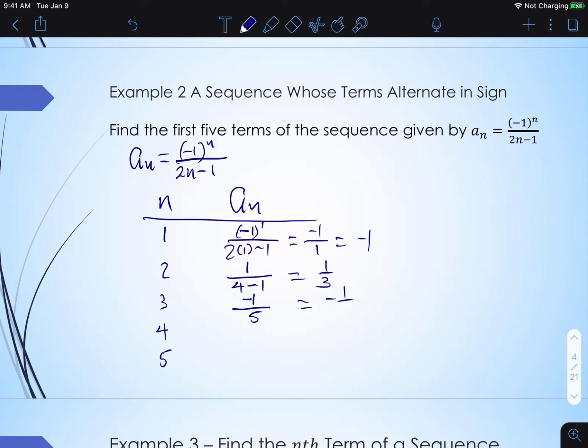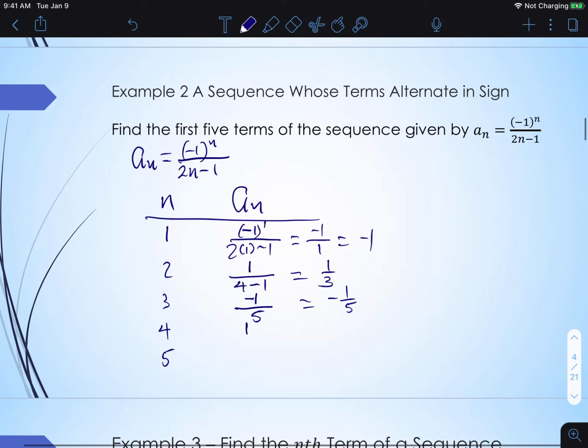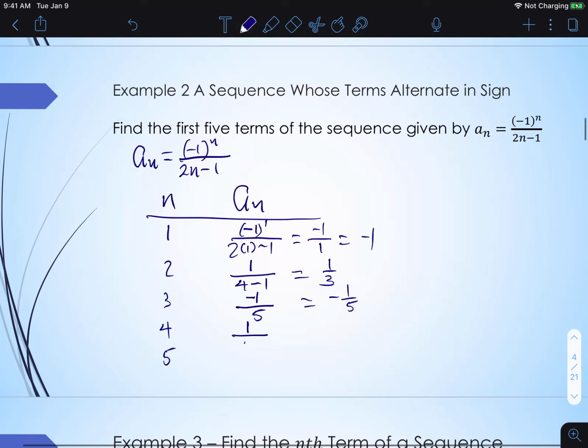For the 4th one, we know that's going to be positive on top. And then down below, we've got 2 times 4 is 8. 8 minus 1 is 7. So we've got positive 1/7. And then finally, for the 5th one, we've got negative 1 because 5 is odd. And then 2 times 5 is 10 minus 1 is 9. We have negative 1/9.